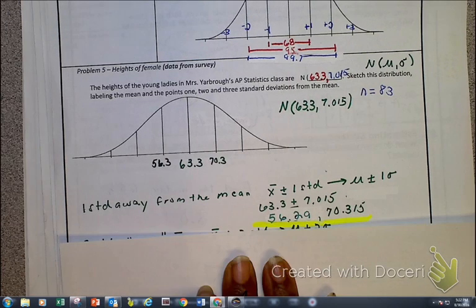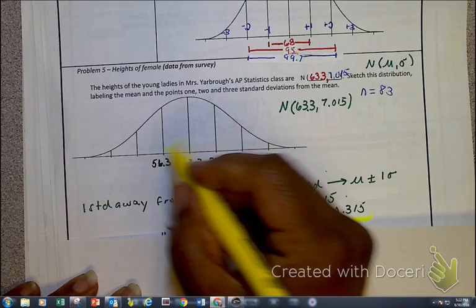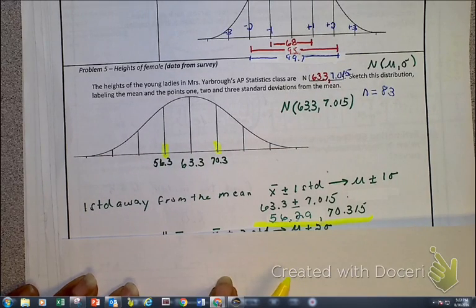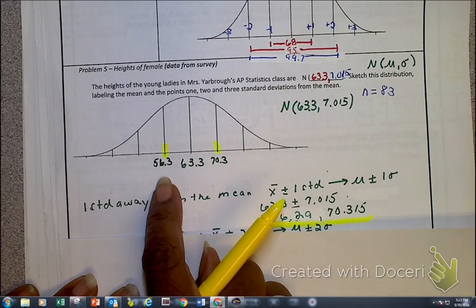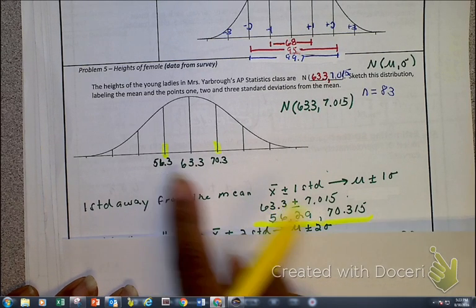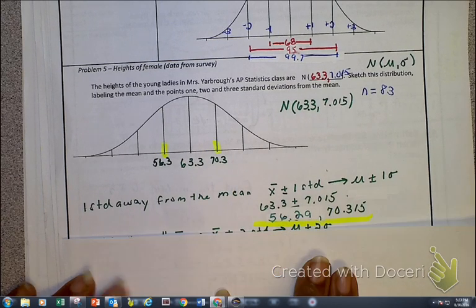on our bell curve. So you will notice right now that within 1 standard deviation of the mean, this is represented right here in yellow, and yes, I did a little rounding because of space. So 56.3 represents 1 standard deviation below the mean. The 70.3 represents 1 standard deviation above the mean.